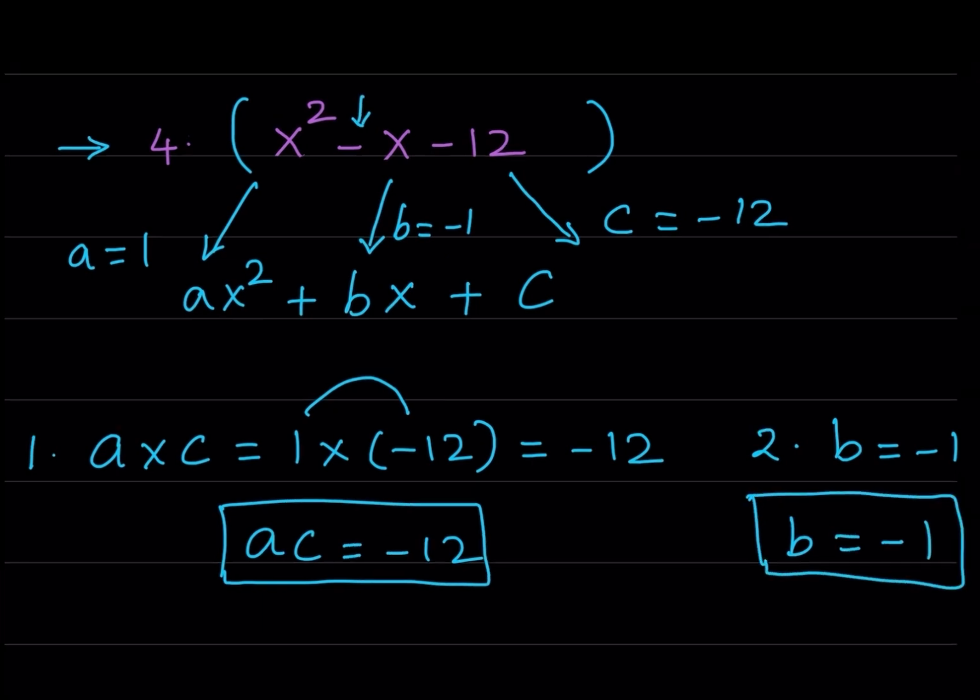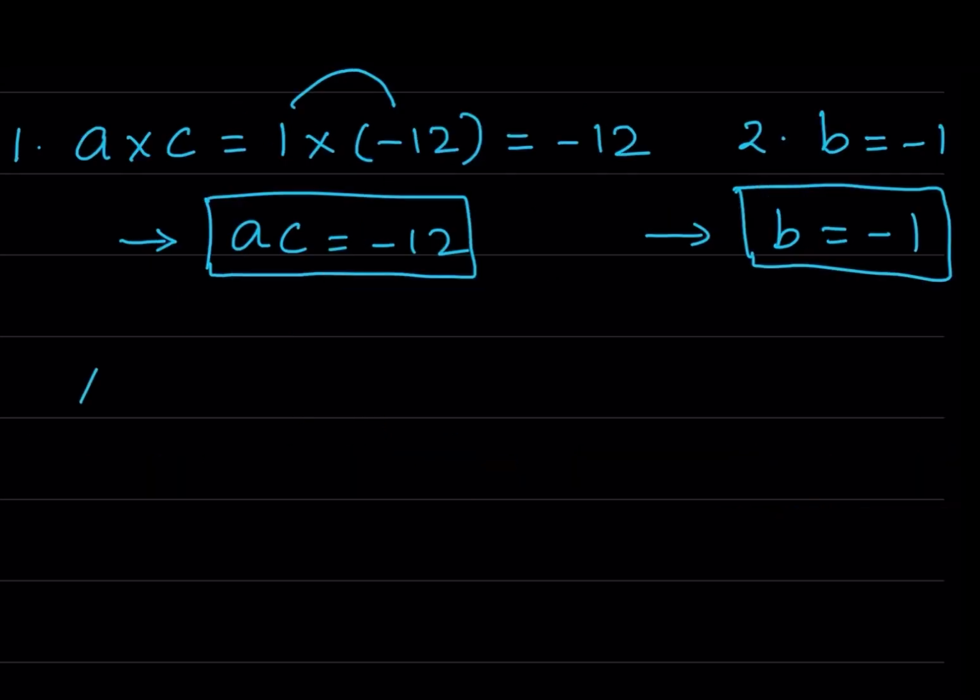Now we have to find out two numbers. When you multiply both the numbers, we have to get the value of ac, that is negative 12. And when you add the same two numbers, we have to get the value of b, that is equal to minus 1. I am going to take the numbers 4 and 3. When you multiply 4 and 3, that is equal to 12. So this is negative 12 and this is negative 1. So one number should be negative.